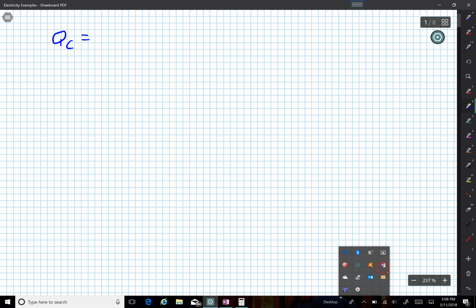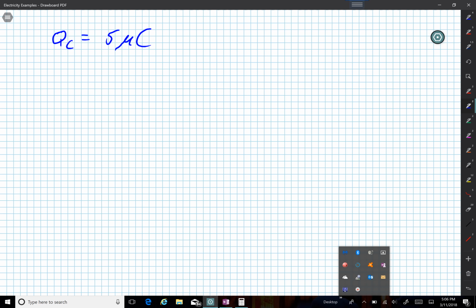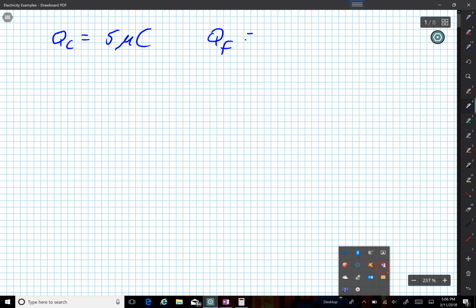So let's say we're going to have something that is 5 microcoulombs, and we have a field charge of 20 microcoulombs. And let's say that they're separated by a distance of, let's make it 2.5 meters. And the question is, what's the electric force between these two? All right.